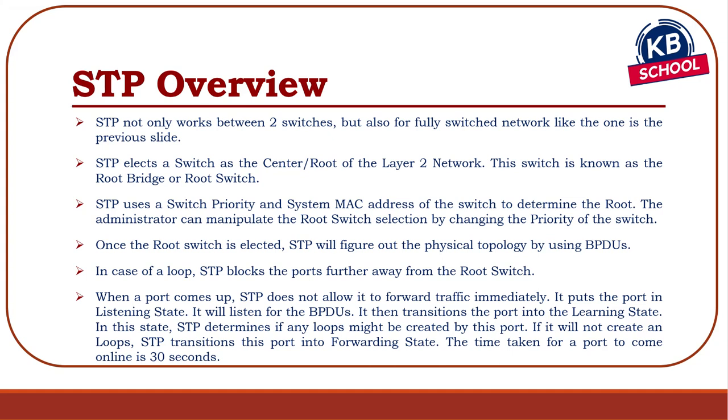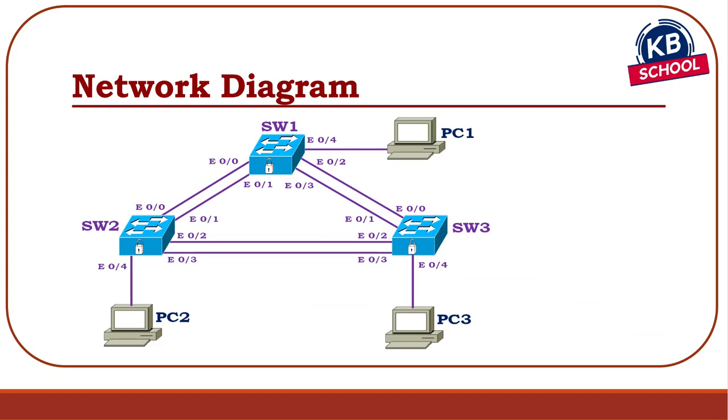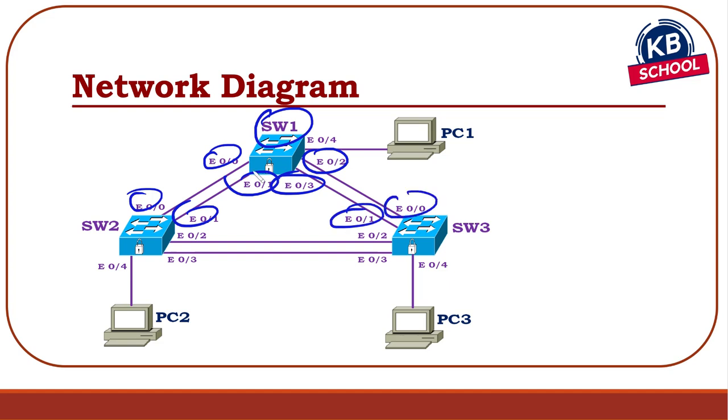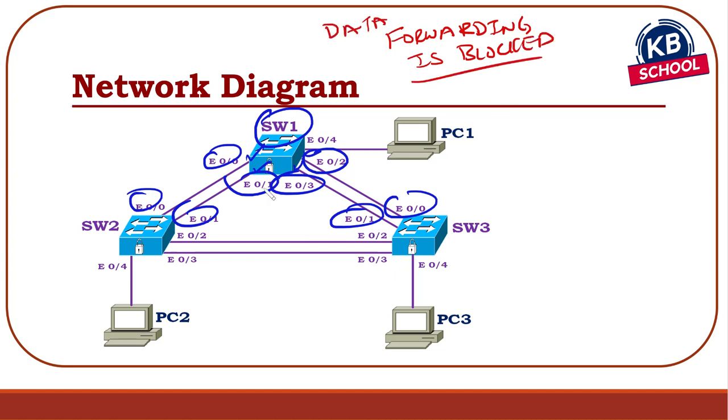What STP does automatically is when a port comes up, let's say this is my first switch that's up. When a new port comes up, now both these ports will come up. Let's say both switch 2 and switch 3 are coming up. When they come up and these ports go live, as soon as they come up, what STP does, it does not let it forward any data frames. Forwarding is blocked. So there are no data frames that can go across initially.